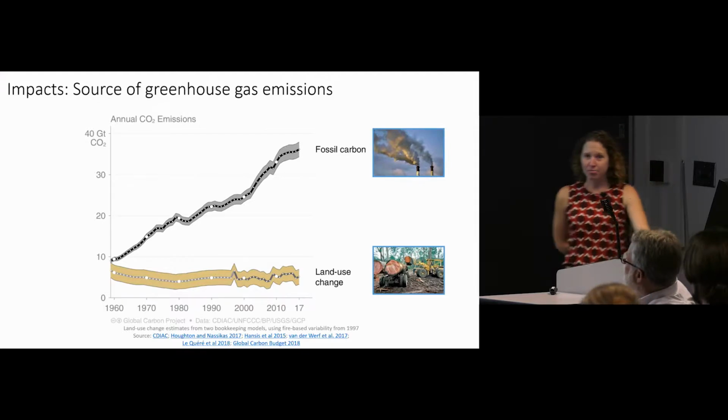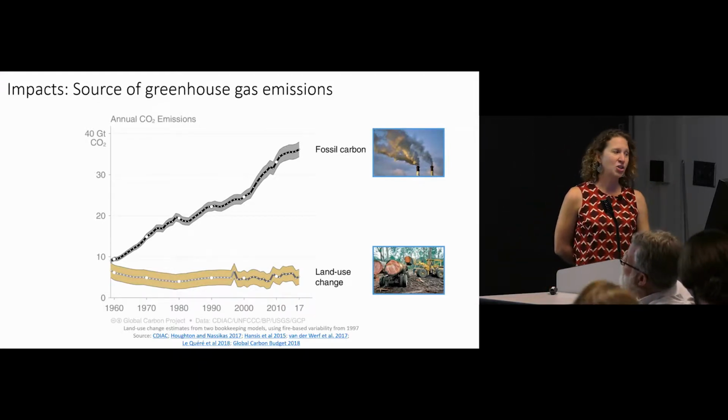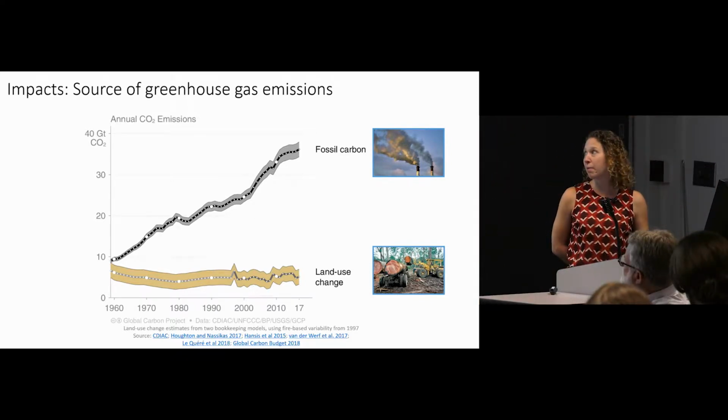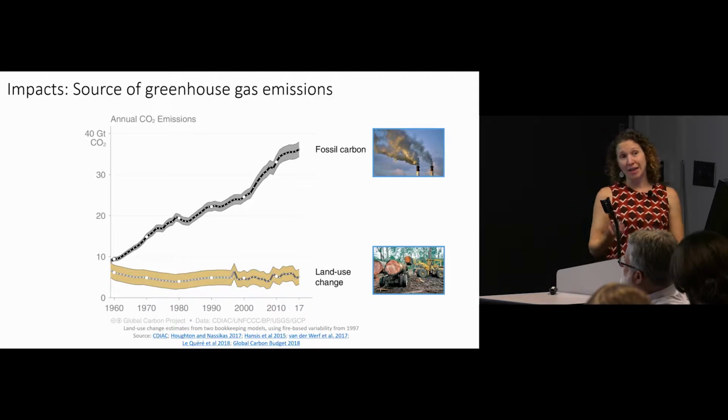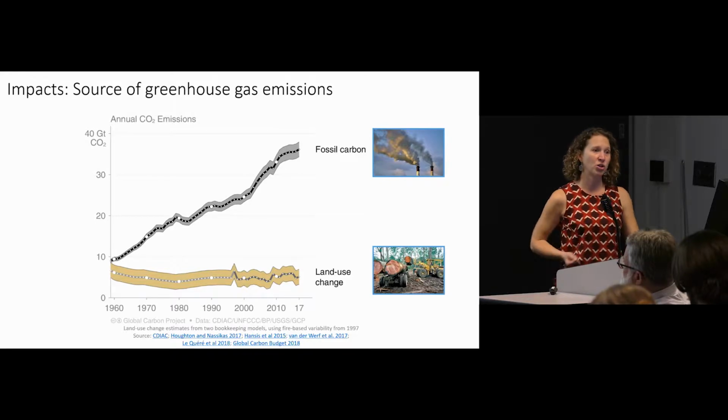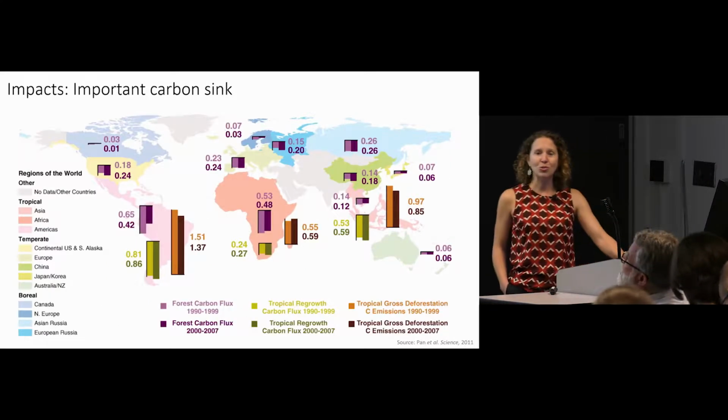One of the main impacts of deforestation is as a source of greenhouse gas emission. If you look from 1960, land use change was about 43% of the total emission annually. And now, in the last decade, it's around 13%. So forests play a big role as they are cut down. Trees are burned or they decompose, and all the carbon that is held in the trees goes up to the atmosphere and contributes to climate change. But this relationship goes two ways.